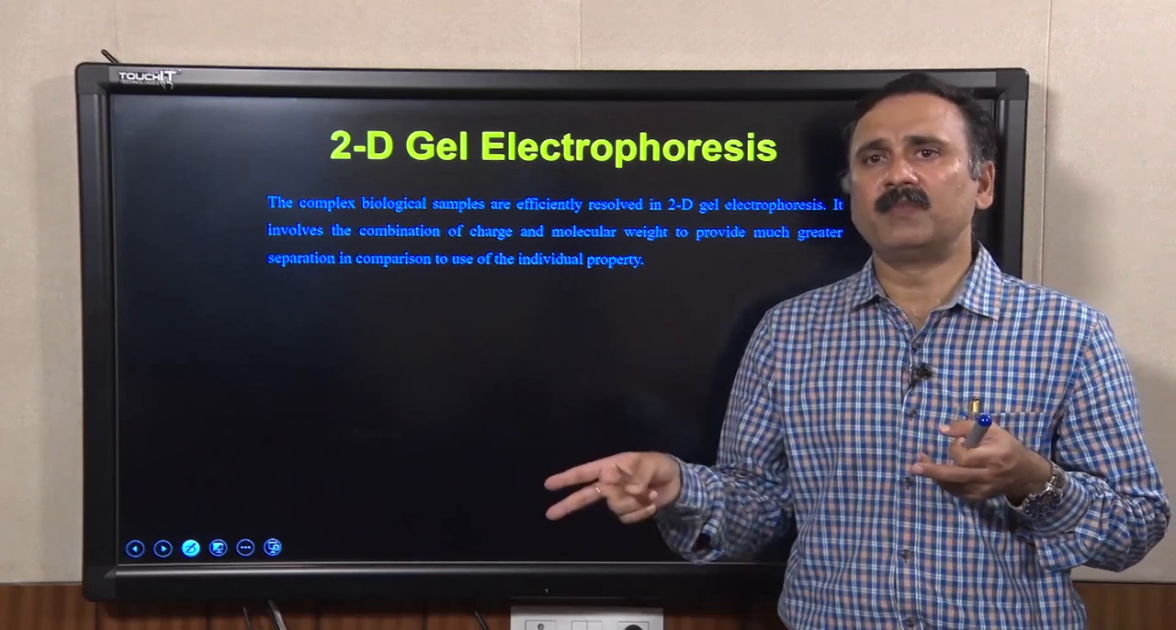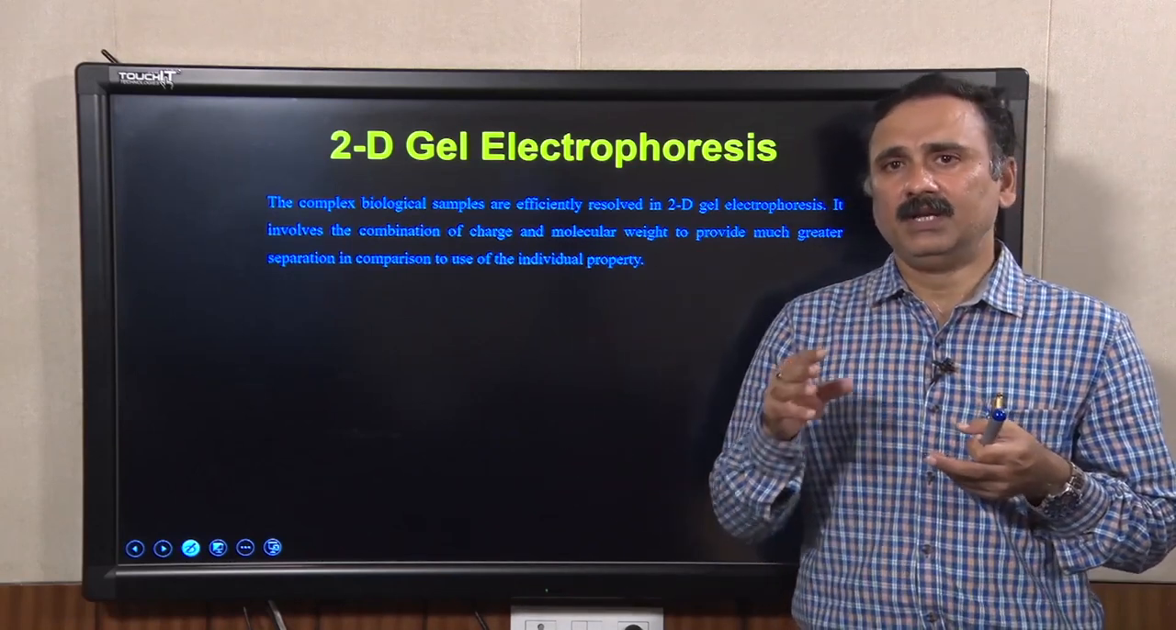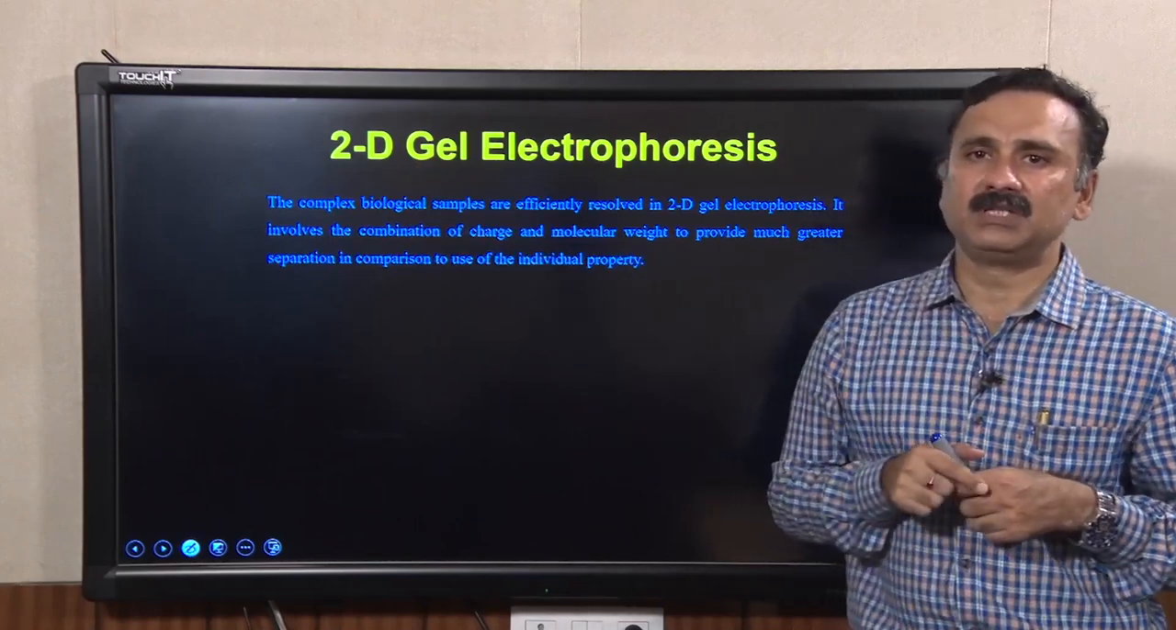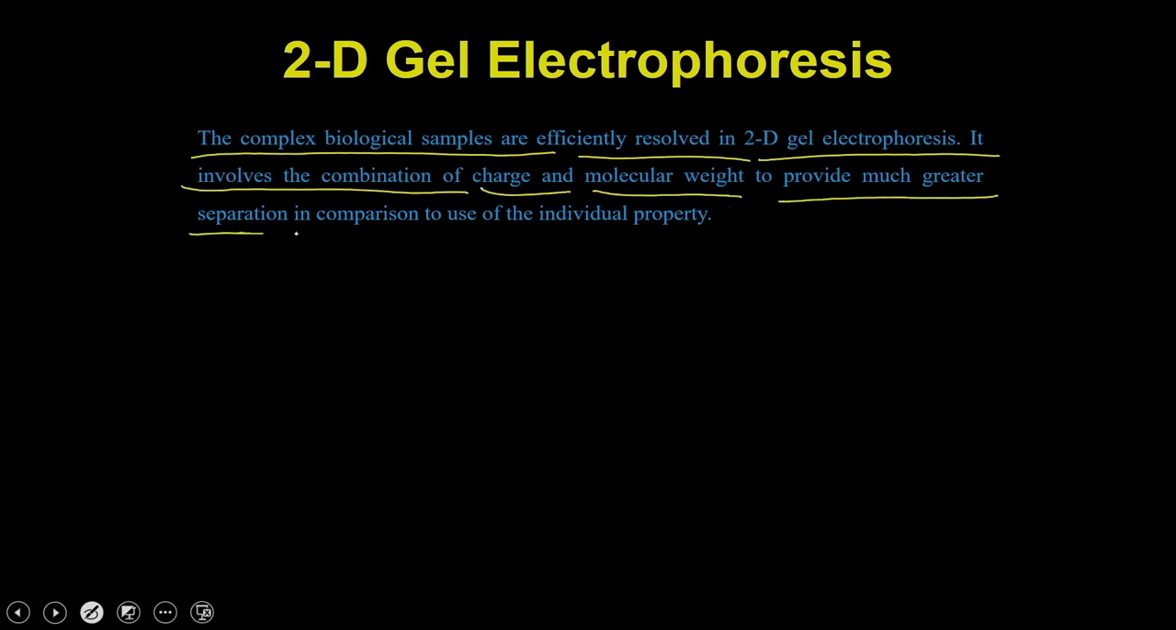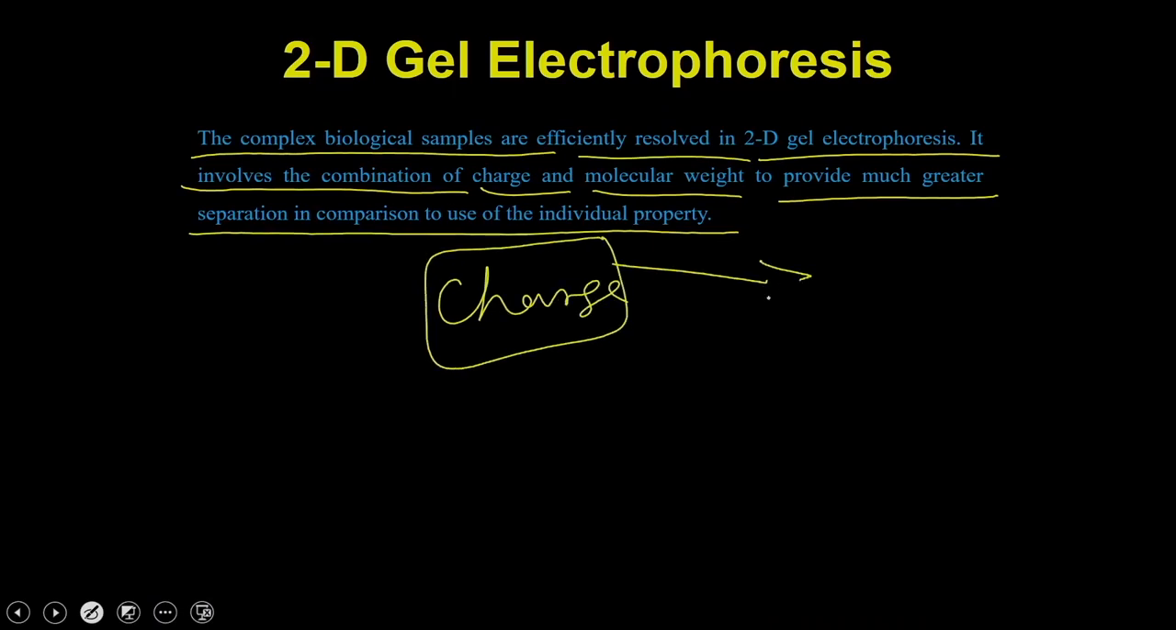So if you utilize two properties to resolve the samples, then it is called two-dimensional gel electrophoresis. Complex biological samples are efficiently resolved in 2D gel electrophoresis. It involves the combination of charge and molecular weight to provide much greater separation in comparison to the use of an individual property, which means you are first going to resolve the molecules based on the charge, and then you are also going to resolve them as per the molecular weight. Because of that, it is going to give you better separation.